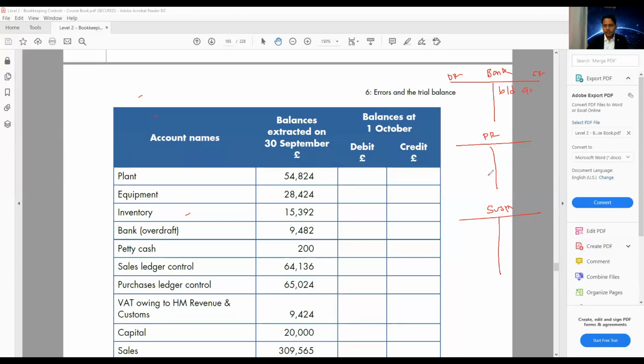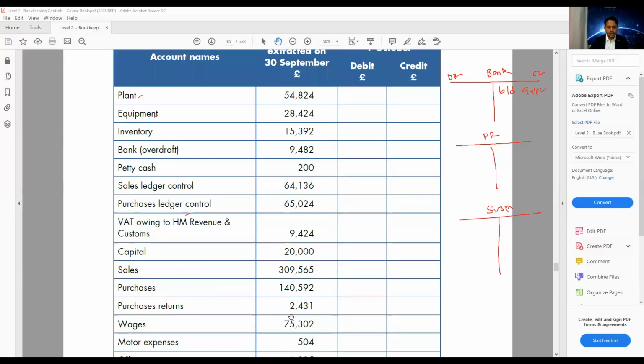9482. Very well done. The purchase return, let's find the opening balance for purchase return. 2431. Is it debit or credit? Purchase return also credit. Yes, purchase is debit, purchase return is credit. So 2431.